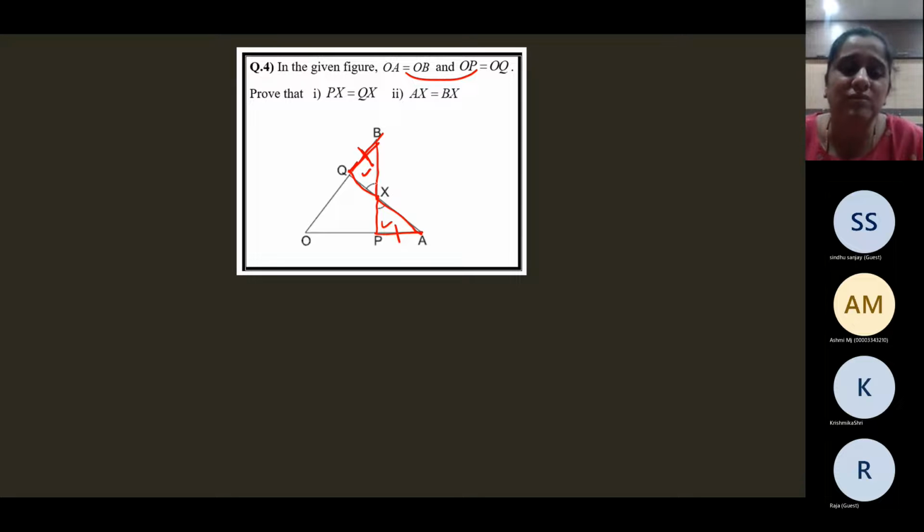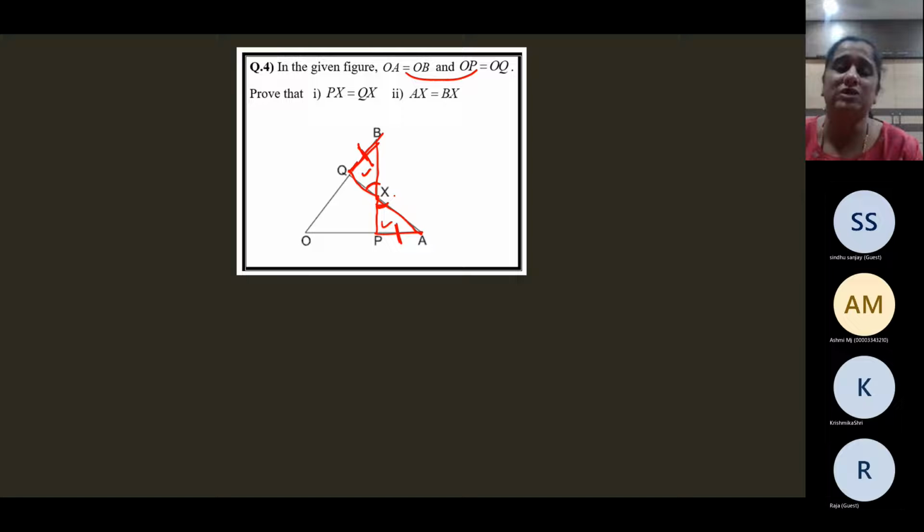Then one other piece of information is that this angle is equal to this angle. Vertically opposite angles are equal. Now we don't have another pair of equality, because we can't say alternate angles are equal, since we don't have parallel lines. So we don't know any other equality here. Actually, we have only one pair of equal sides and one pair of equal angles.